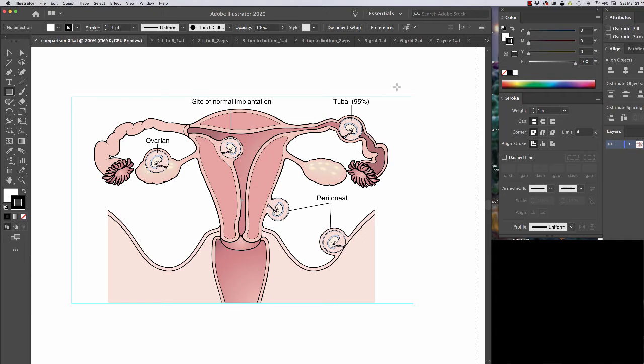So this is an interesting way of doing a comparison where it's not so much a comparison of different types of embryos, because the embryos in this case are all essentially identical. It's just comparing different locations within a single illustration.